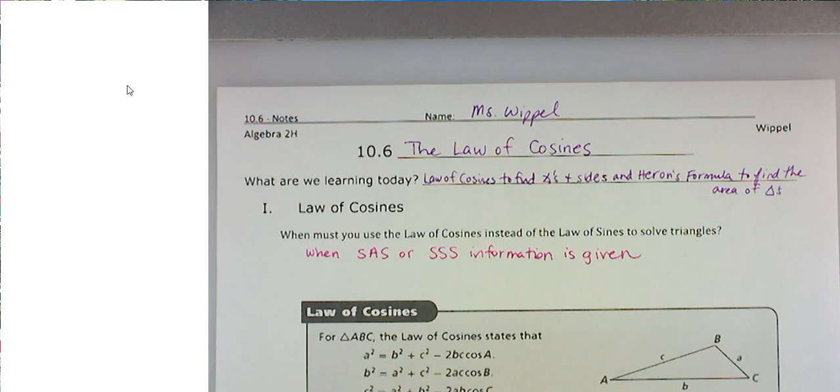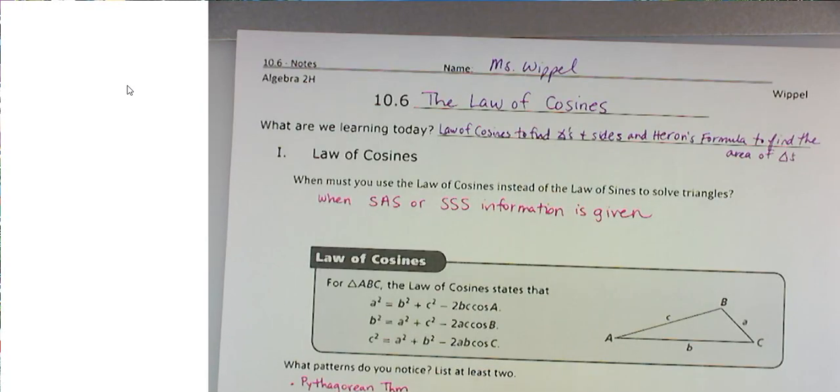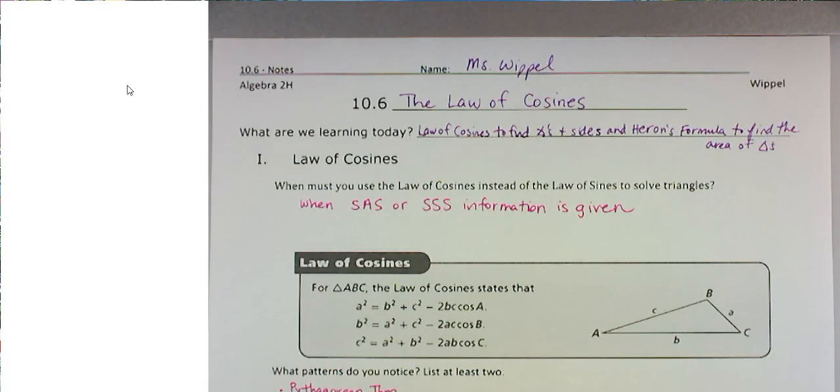Okay, A2Hers, we are back with the law of cosines, and again, this is something that you already touched on in geometry some. We are going to use the law of cosines to find angles and sides, and then we're also going to talk about Heron's formula, which is used to find the area of triangles.